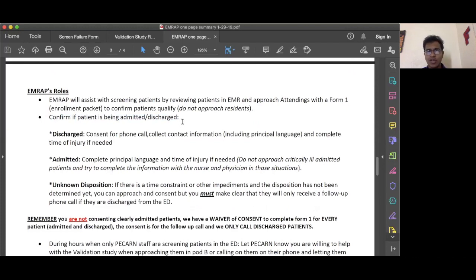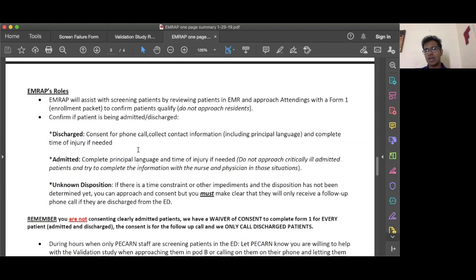So if they're going to be discharged, we have to go ahead and approach to consent for the follow-up phone call. If they are not going to be discharged and they are going to be admitted, then all we need is their primary language and the time and date of injury.